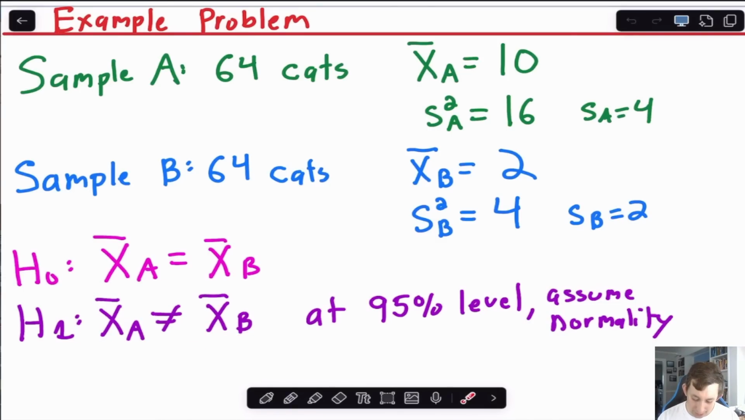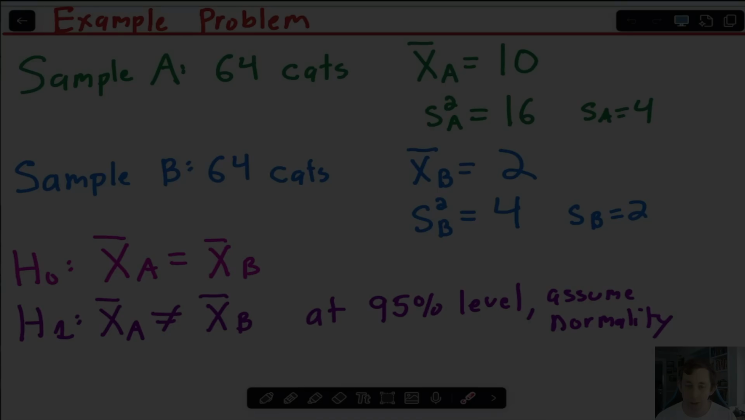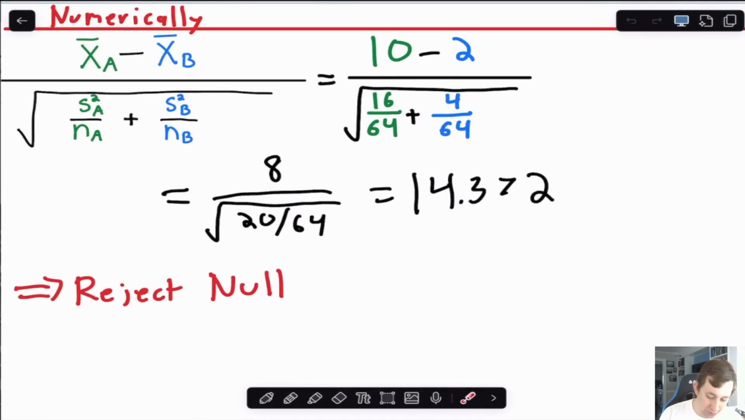I'm going to use a 5% test, so I'm going to use values based on a 95% confidence interval, and I'm going to assume normality in the distributions of both of these samples. So numerically, I'm going to take the difference in expected values, which is equal to 8, and then take the square root of the sum of variances, where each time I divide by the number of observations in the sample, and I get 14.3 as my scale difference. That's greater than 2, and for a 95% confidence interval, I'm going to get around 1.96 if I'm using a z-score. So I'm going to reject the null hypothesis that the two sample means are equal to each other. So again, this is just a really quick video on the t-test.